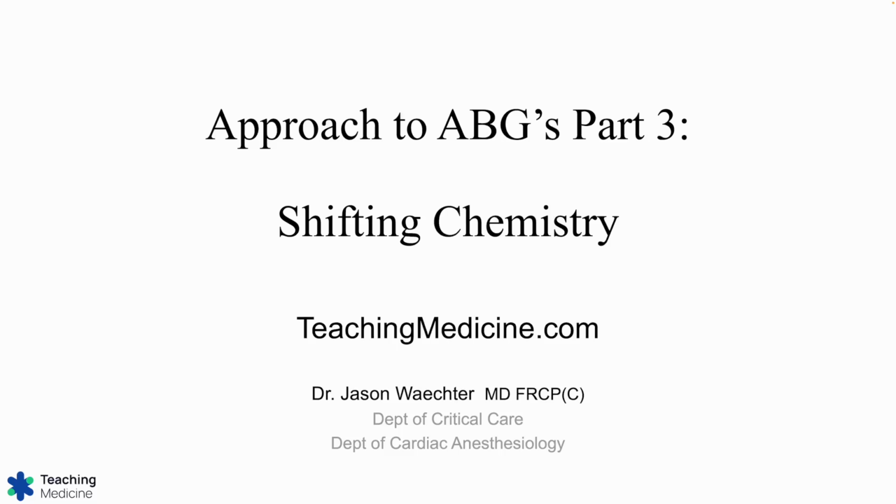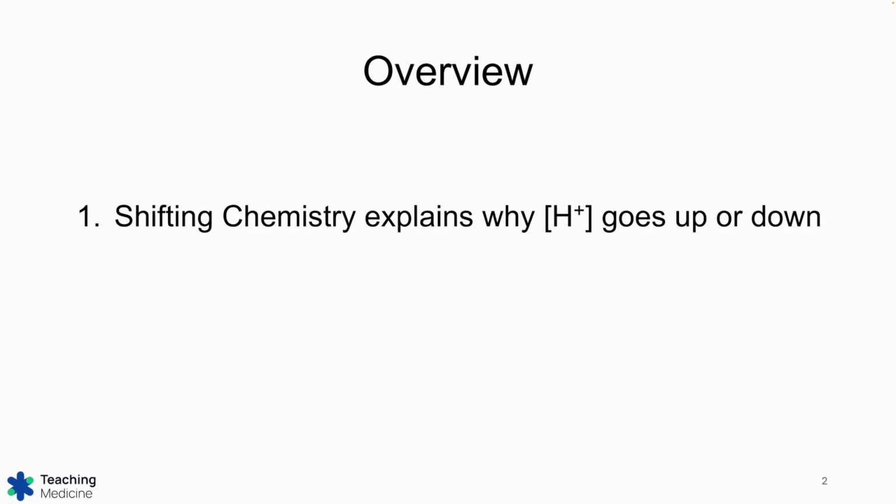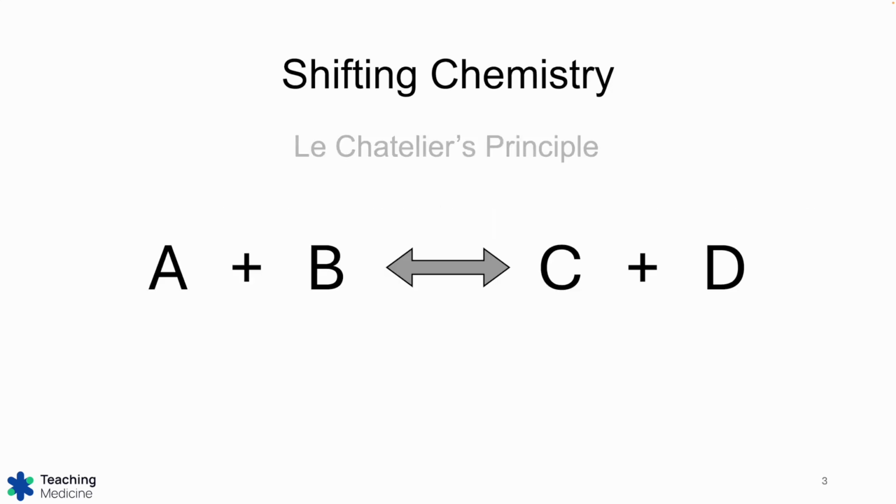Welcome to the Approach to ABGs Part 3, Shifting Chemistry. Shifting chemistry explains why the hydrogen ion concentration goes up or goes down.